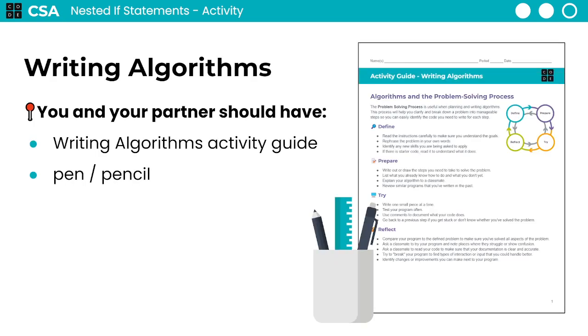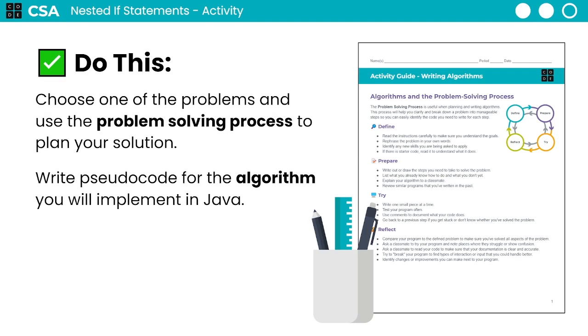Okay. There should be an activity guide that you got with this. It's called Writing Algorithms. Go ahead and work with your partner. Choose one of the problems and go through the entire problem solving process of defining, preparing, trying, and reflecting. You can jump around those all over the place. You don't need to write the algorithm in Java. You can write it in pseudocode. You can also try to write it in Java right away if you want, but the big idea is coming up with how this should flow.